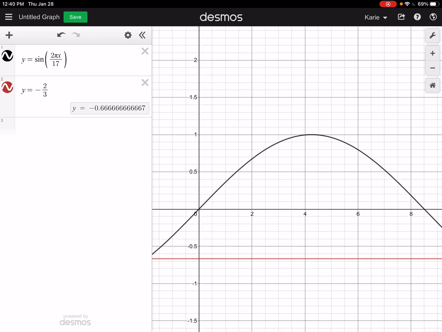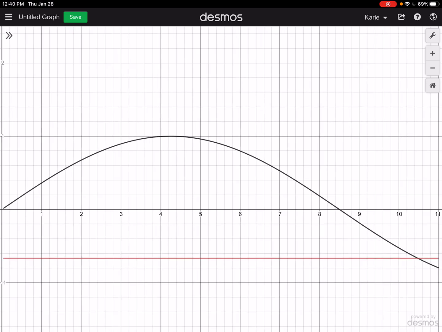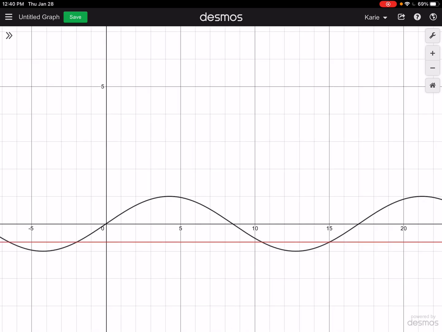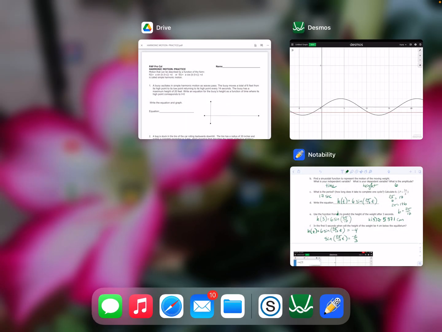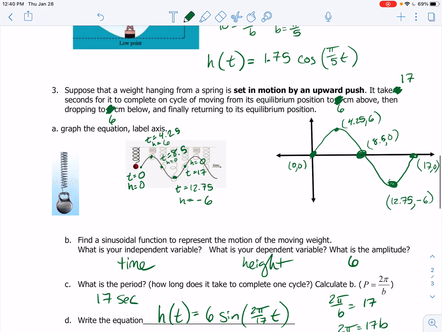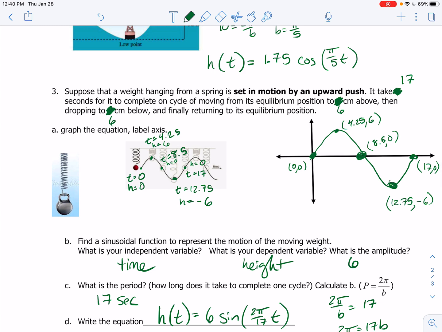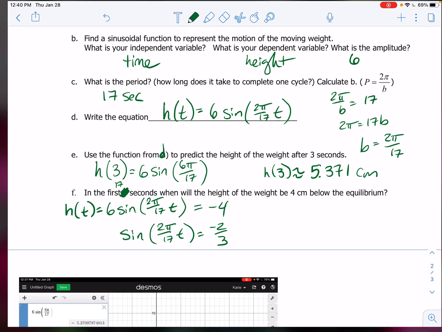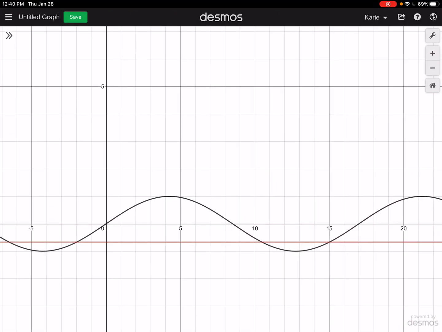Okay, well, that wasn't quite good enough. So what they're telling us is, in the first 5 seconds, when will, oh, you know what? That was because it took 5 seconds before, so my bad. Let's change this to the first 17 seconds. I changed the problem halfway through, my bad, it happens. Okay, so now we can see that it's this value and it's this value.